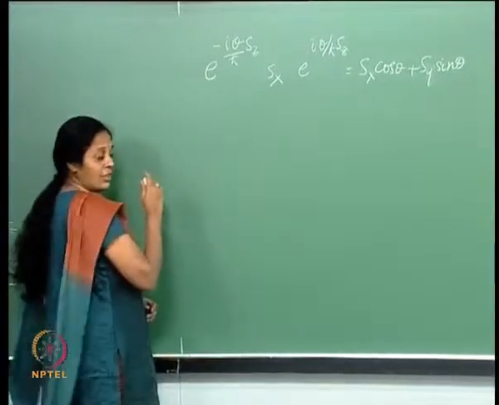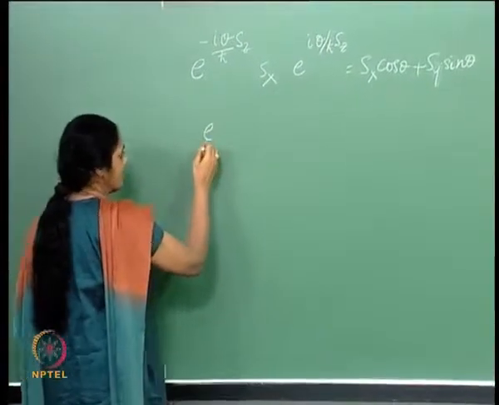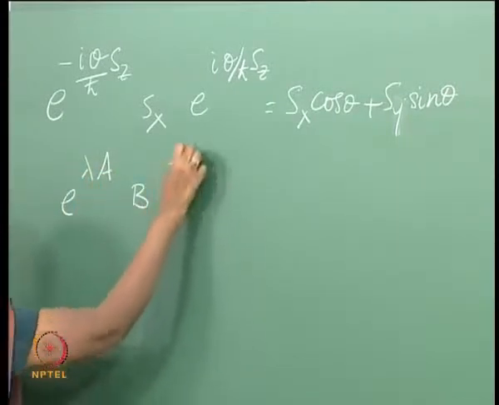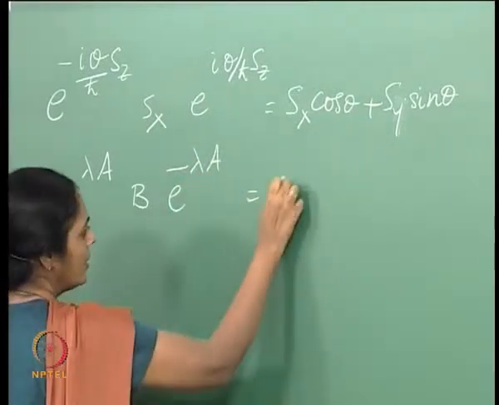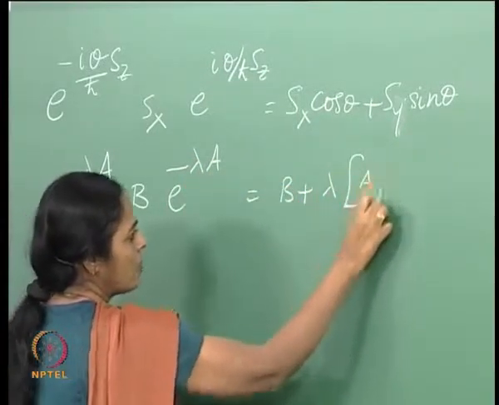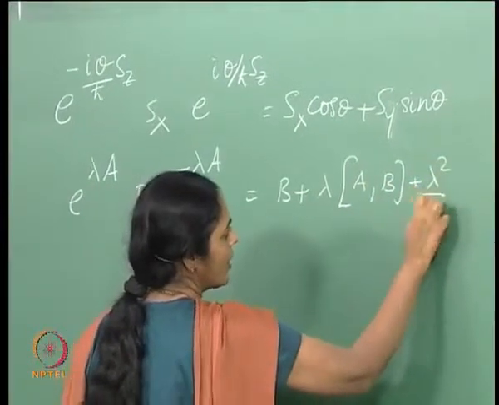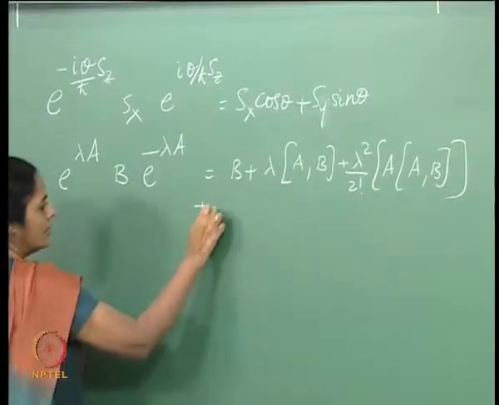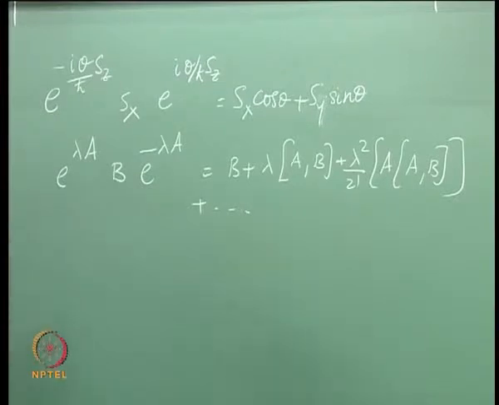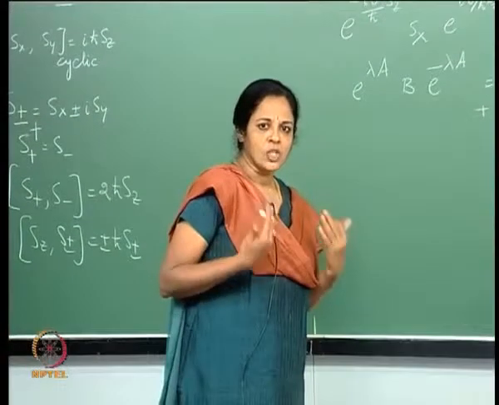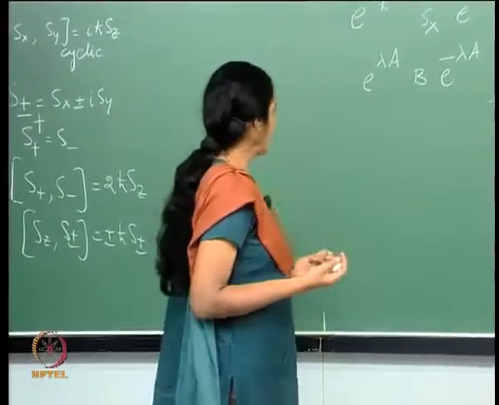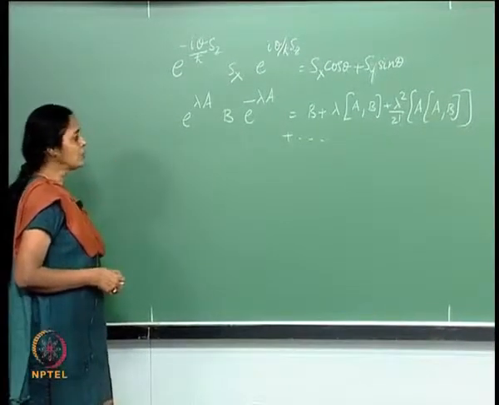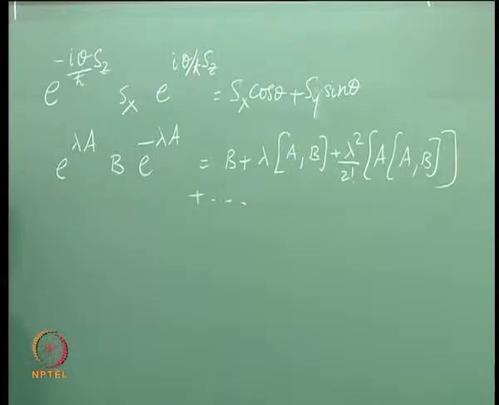On the other hand, later on I did put down an identity of this form: e to the lambda a, b, e to the minus lambda a is b plus lambda times the commutator of a with b, plus lambda squared by 2 factorial times the commutator of a with the commutator of a with b, plus so on. We use that in the context of the displacement operator and the squeezing operator as well. At that time this identity was not proved, and I want to prove this identity now as an exercise.